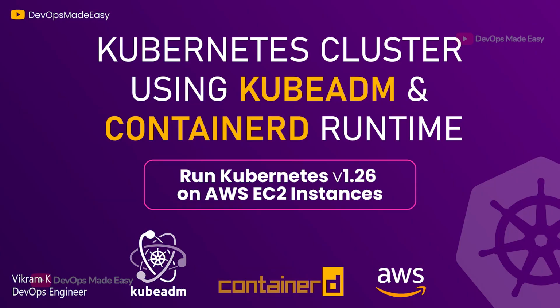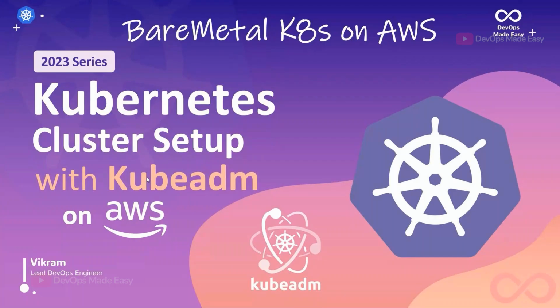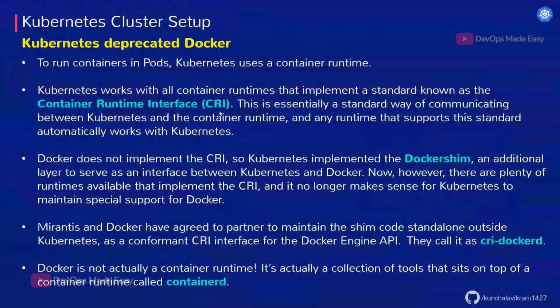So today we will understand how to set up a Kubernetes cluster on AWS EC2 instances using the Kubeadm method. Before understanding this method, let's understand what the various steps involved are and what has changed from the previous versions of Kubeadm. We all know that Kubernetes deprecated Docker.